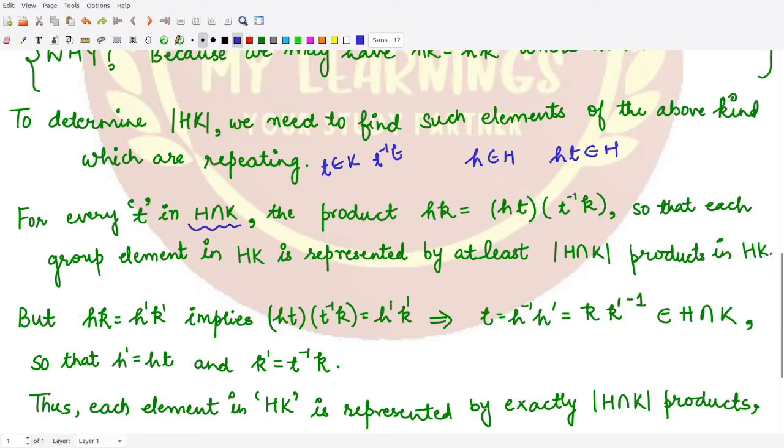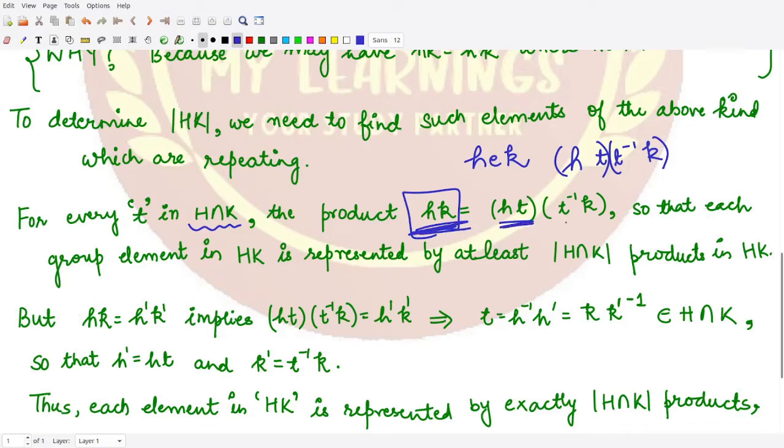Okay, having said this, now we may write this product hk. Now what we are doing, we are writing hek. There is no issue, e is the identity. Now in place of e, we are writing t t inverse k. And now we are shifting using the associative property to write it like this. So we have expressed this hk as some element here, some element here. This first element is taken from capital H.